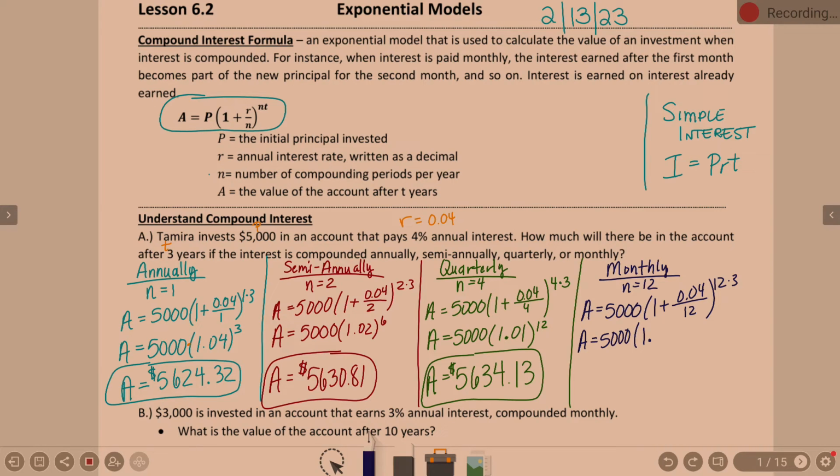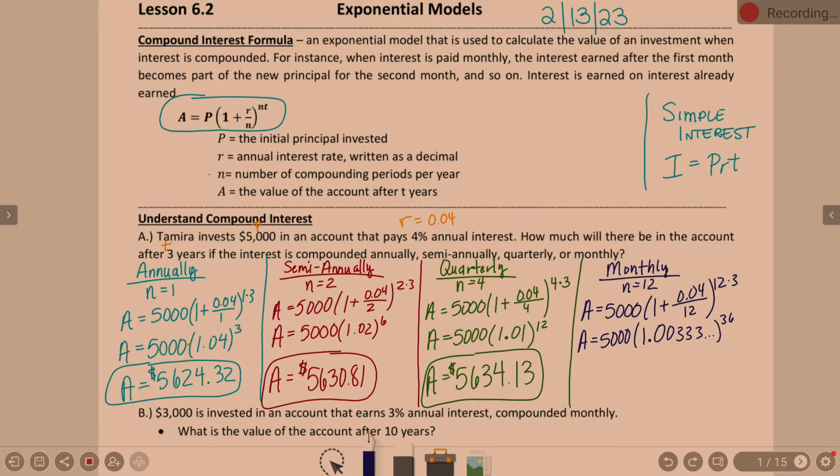No. Okay, so this one we're going to have to talk about best ways to use the calculator to do this. Because when you do that 0.04 divided by 12, you get 0.00333333, and then raised to 36. Here's the deal. If you round that too much, you're going to drastically affect your answer. So I'm trying to think of the best way to suggest you do this on these calculators.